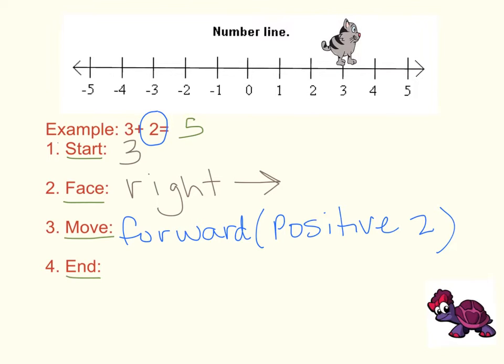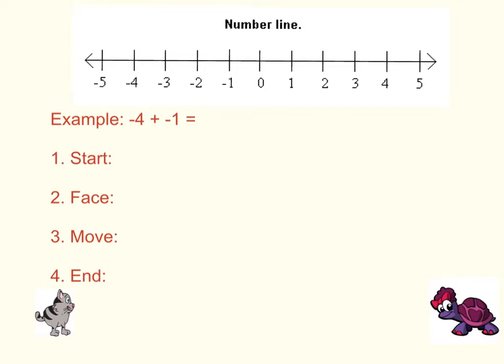So we're going to take this cat, and we're going to move him forward 2 spaces. 1, 2. Okay, and that's where we end. Where did we end? We already know we ended at positive 5. That's not a shock, but it gives you an idea of what this looks like. Okay, let's look at another example.